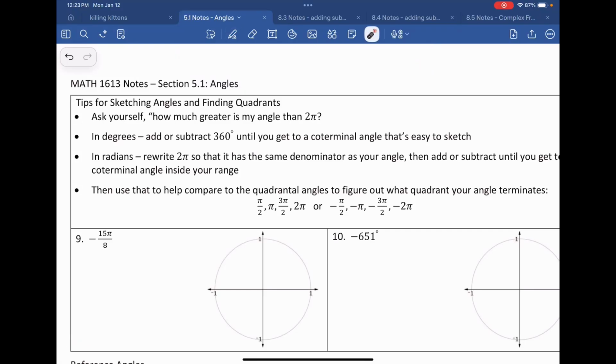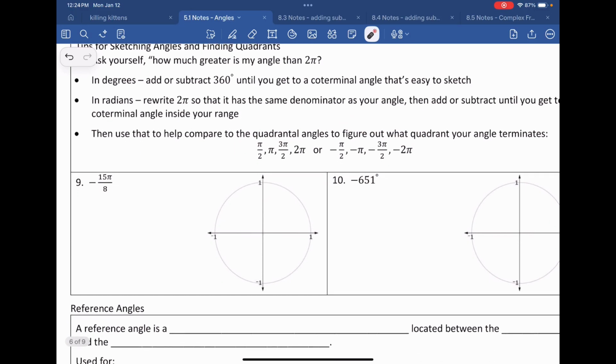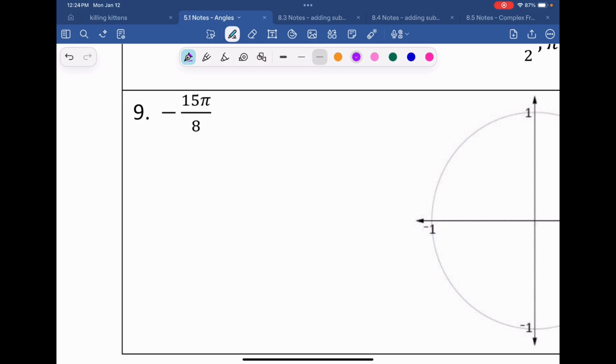And these are some tips to help you graph those angles, to sketch these angles because they're a little weird. How much bigger or smaller is it than 2 pi or 360? 2 pi with the same denominator. Okay, compare to your quadrantal angles to help. So the first thing I'm going to do on this one is rewrite it with denominator. So it means I'm multiplying by 8.